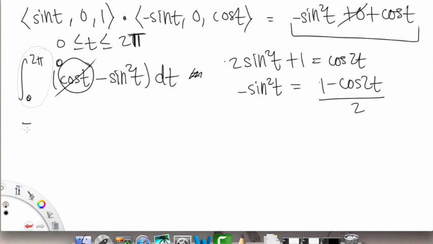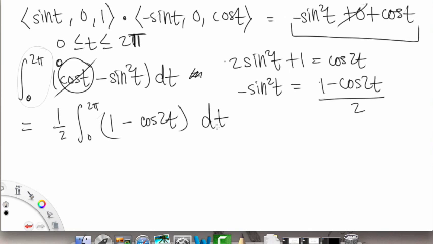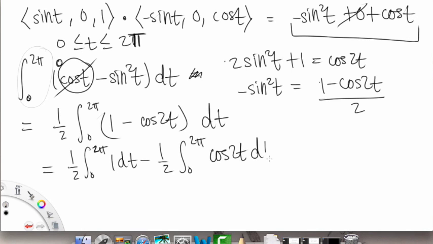So I'm going to write in a 1 over 2. I'll just bring that out in front automatically. 0 to 2 pi. And then 1 minus cosine 2t. And then a dt at the end. Alright? So now I'm going to break this up into 2 so we can work with them separately. So we have a 1/2 times the integral from 0 to 2 pi of 1 dt minus 1/2 and then 0 to 2 pi of cosine 2t dt.